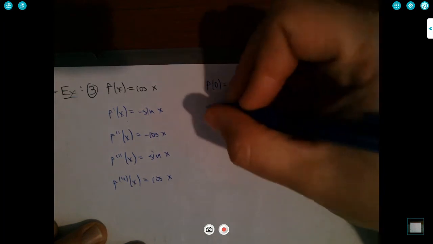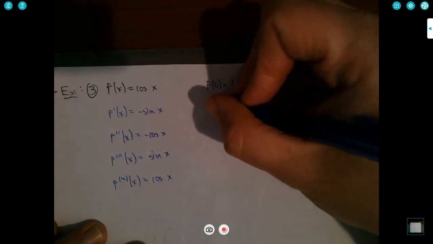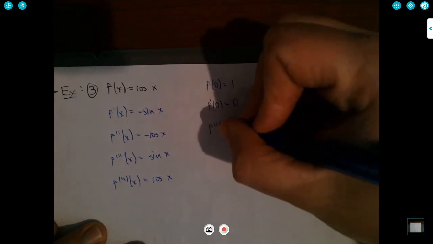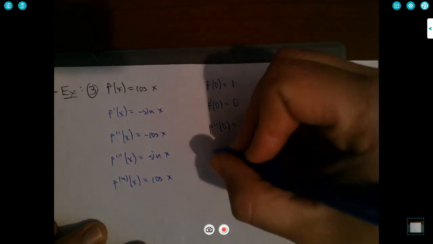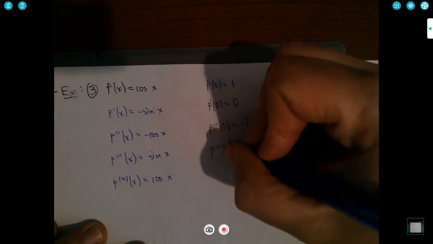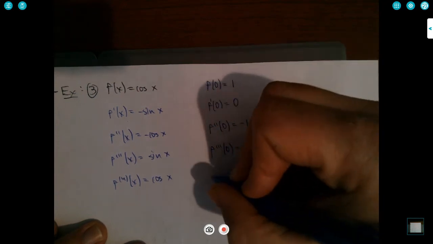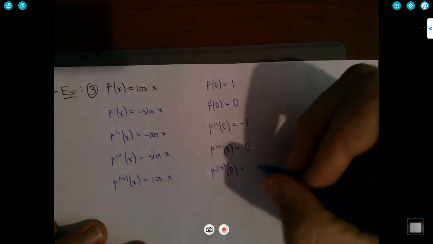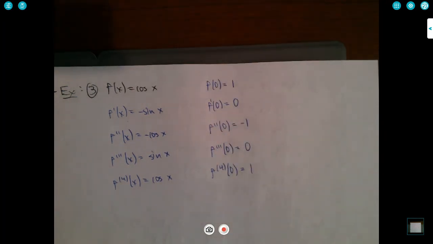So if we evaluate these things at 0, this time we're going to start at 1, and then go to 0, and then go to negative 1. So it's the same pattern, but it's just starting at a different place. One, 0, negative 1, 0, 1, 0, negative 1, 0, etc. Okay?